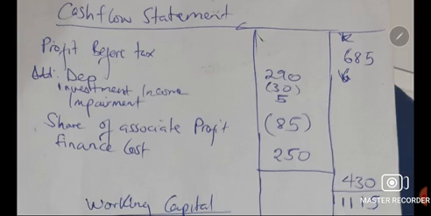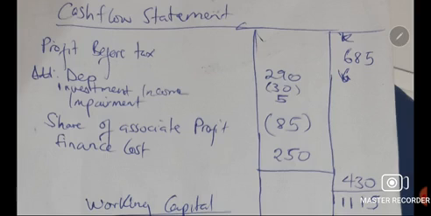Share of associate profit, same thing. We need to add back. Sorry, we need to subtract this share of associate profit as well. It's like double counting, because some part of our investment is gotten from the profit as well. Finance costs as well have to be first added back.